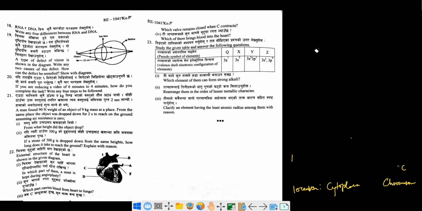Question number 9 is related to light, and particularly it is related to the defect of vision. Here we are given an eye with some kind of defect. This defect seems to be like the light is meeting behind the retina. That is why this is definitely far-sightedness, that is hypermetropia. The lens is not able to converge the light properly, and its power is weak.